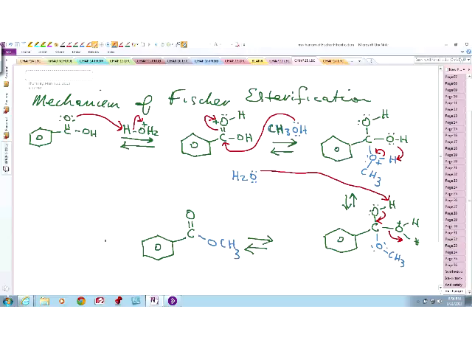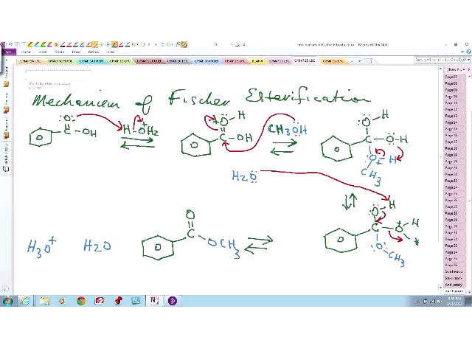And in the process, since we are losing water, water is formed, and the hydronium ion is also formed. So in essence, even though we started with the hydronium ion here, it is regenerated at the end of the process. And that is why we call this an acid catalyzed process. What the hydronium ion does is simply to catalyze the process. It is regenerated at the end of the reaction mechanism.